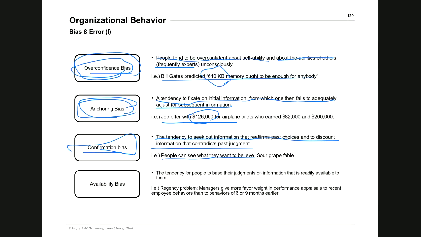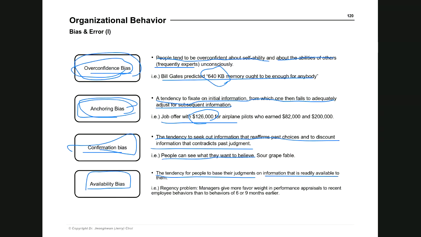The next one is availability bias. Availability bias is because we have limited information. It is the tendency for people to base their judgments or decisions on information that is readily or easily available to them. We believe what we can get.